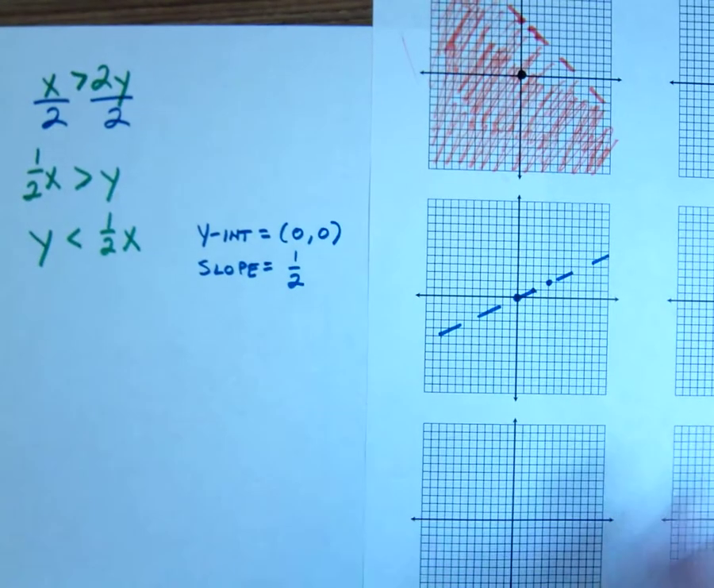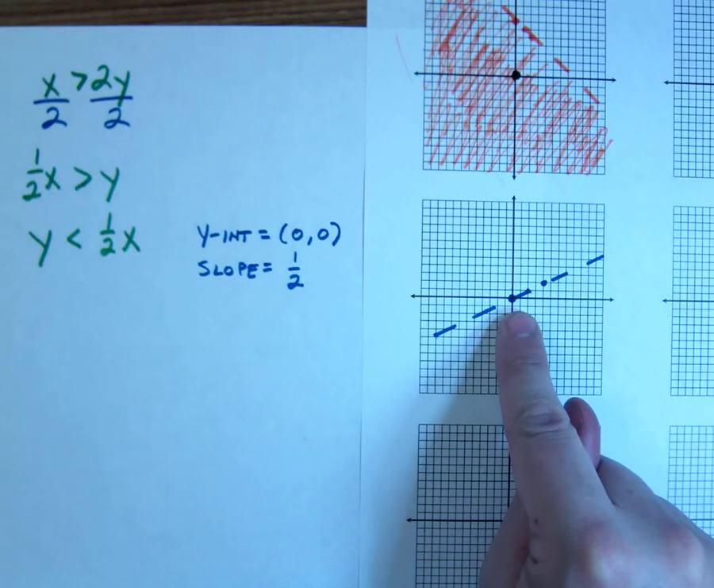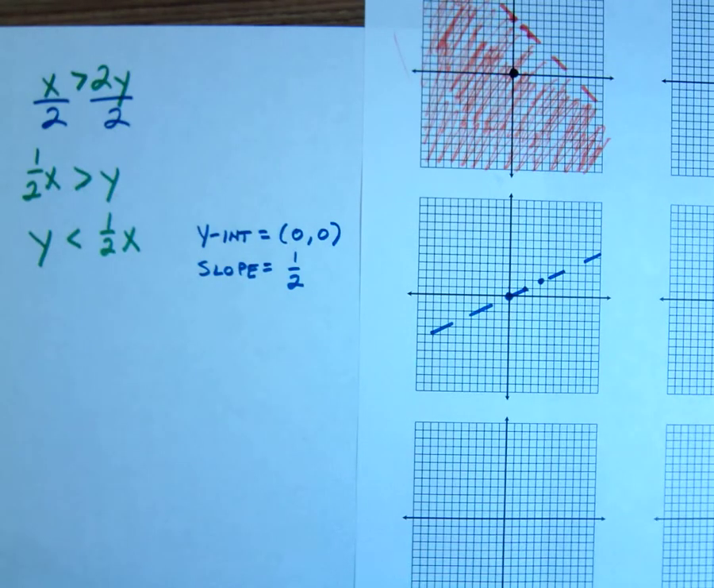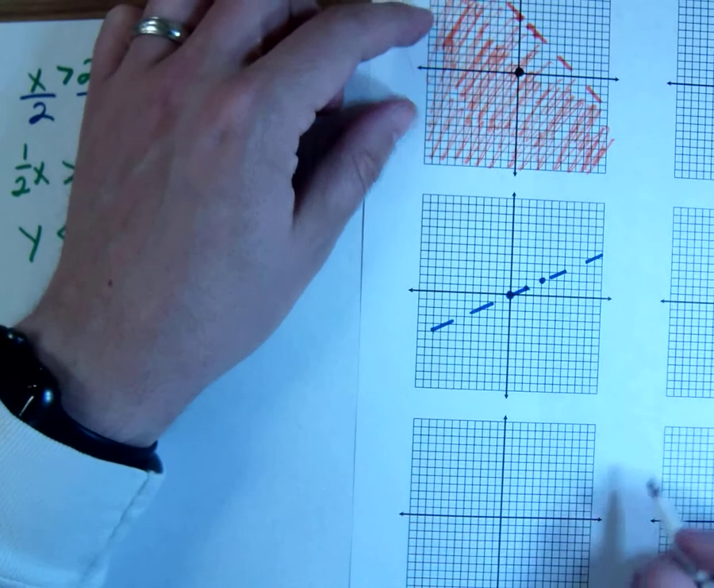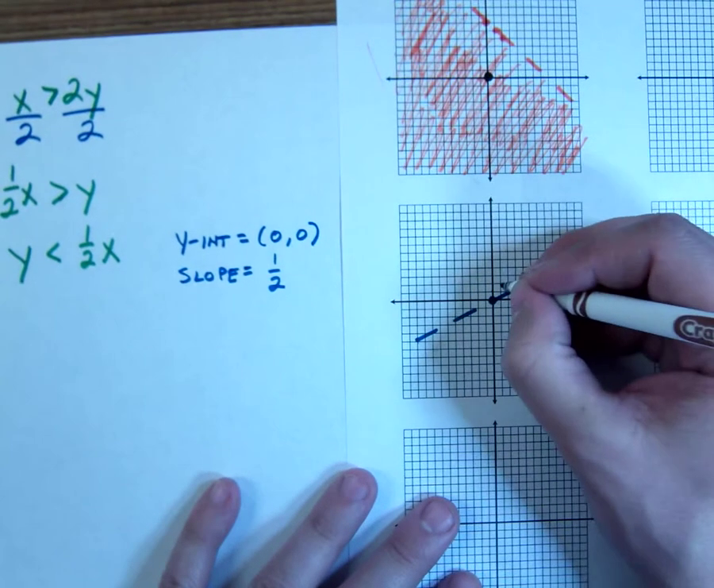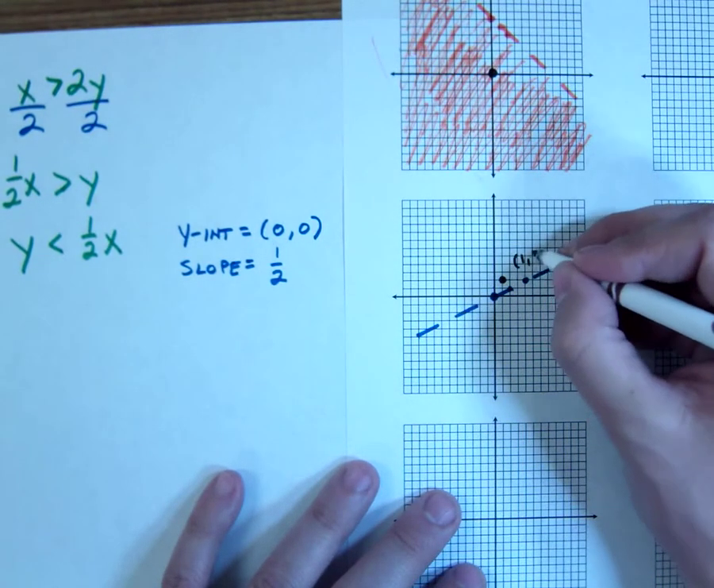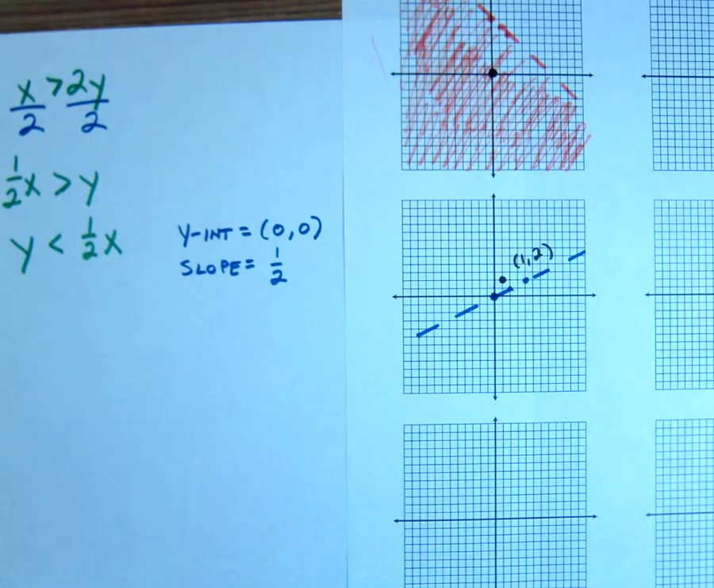And now the question is, will I shade above or below the line? I need a point to test, and I can't use 0, 0 because the line goes through 0, 0. I got to pick something else. You can pick anything you want as a test point that's not on the line, so let's pick something easy. Let's pick a pair of positive numbers, low numbers, up here in this quadrant. It doesn't matter. That point was 1, 2. I picked it because they're low numbers and they're positive.